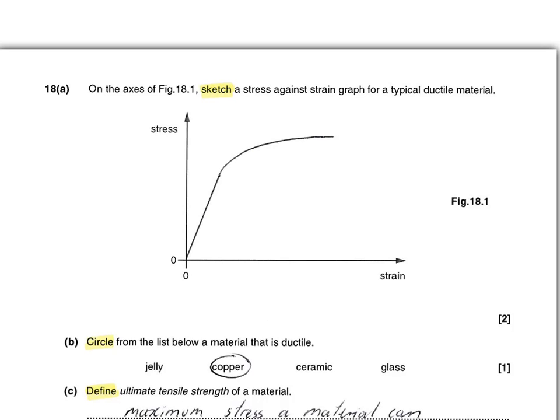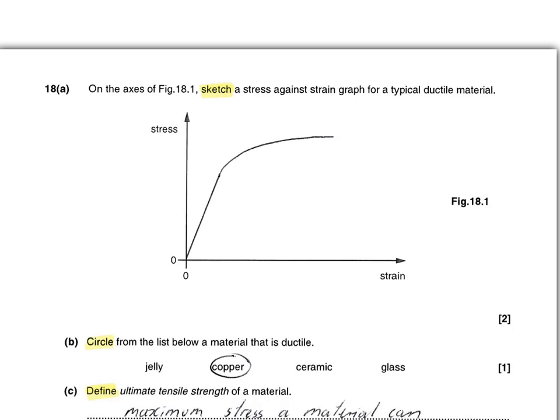So this is G481 homework booklet question 18. Nice little question about materials. It starts off with a stress strain graph, and it asks us to sketch a stress strain graph for a typical ductile material. It's important that you don't get carried away with the word sketch. Sketching does not mean do it roughly, does not mean gently. It just means we haven't got all the numbers.